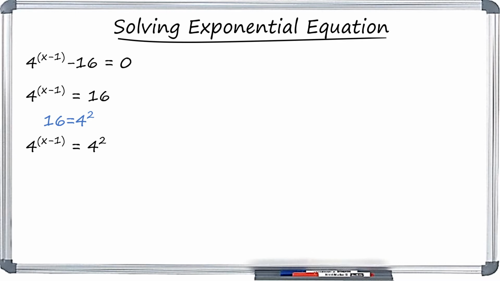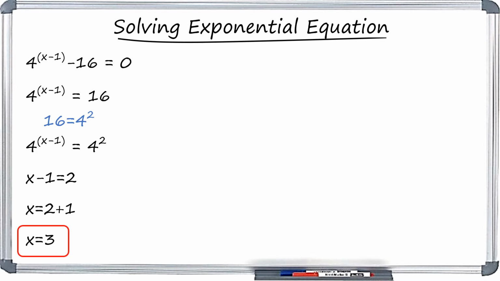If we look at it now, we have a common base, which is 4. So we can proceed to our last step, which is equating the exponents. If we equate the exponents, our equation will be x minus 1 is equal to 2. Then solving for x, we need to transpose negative 1 to the other side of the equation, and x is equal to 2 plus 1. So our answer here is x is equal to 3.